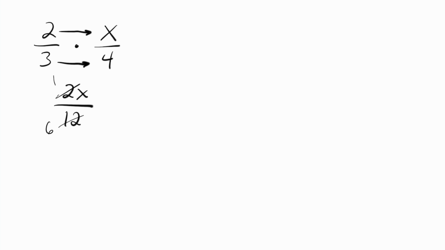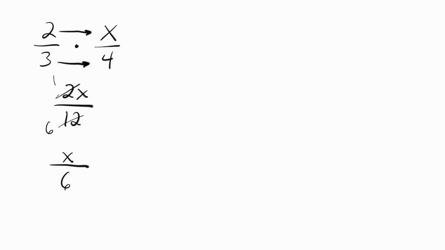Now we're pretty much done. 1 times x, which is just x, over 6. And we're done. And honestly, that is a great way of solving this problem. There is absolutely nothing wrong with it. But there is a slightly faster way. There goes the dog. But there is a slightly faster way of solving this problem, and it is using cross canceling.